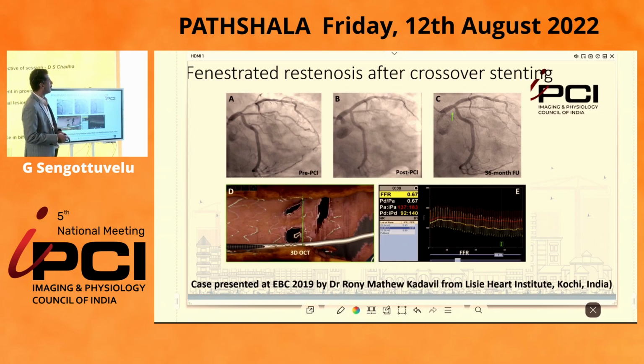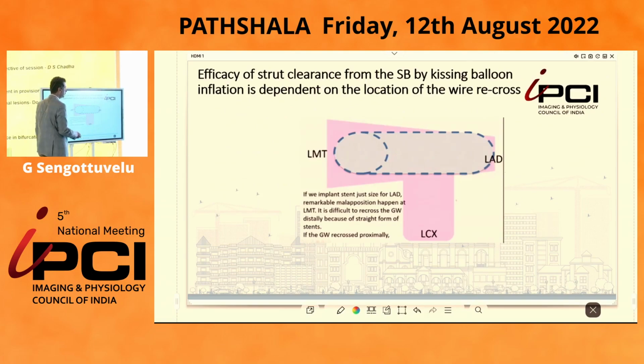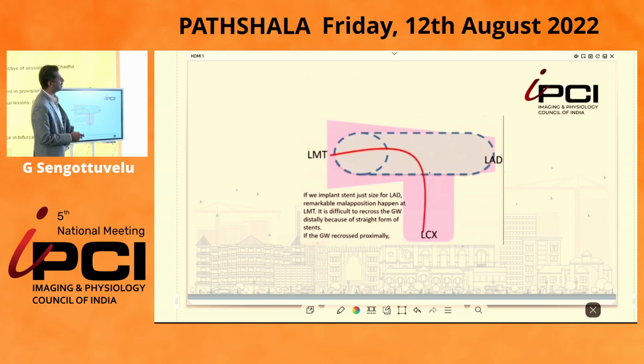After 2 years of follow-up, you could see the tissue bridges coming up, and you could see the fenestrations. So ideally, now that we know that leaving struts at the ostium may not be good, how do we achieve that? It's also important to have a distal rewiring. That's very important if you want to achieve a good kissing balloon.